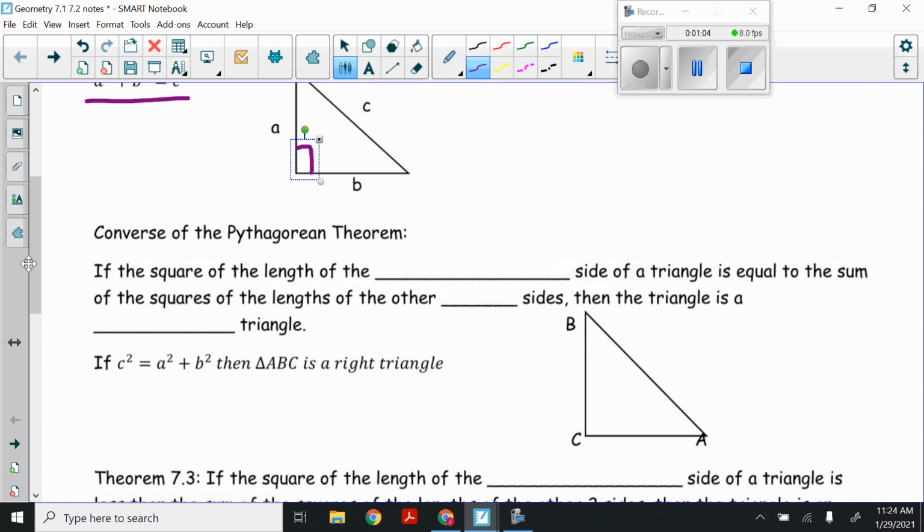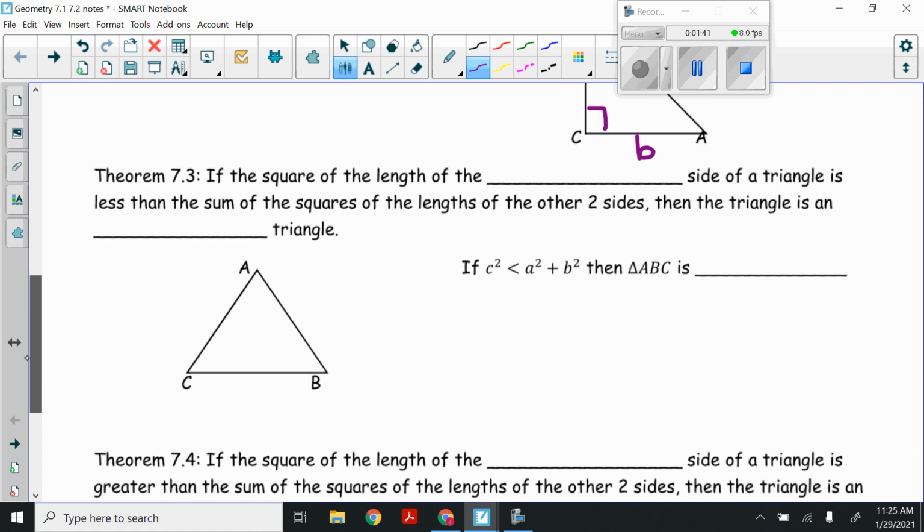And the converse of the Pythagorean theorem. Remember that converse just means that we trade places with the hypothesis and the conclusion. So the converse of the Pythagorean theorem says if the square of the length of the longest side of a triangle is equal to the sum of the squares of the lengths of the other two sides, then the triangle is a right triangle. So this one, we can call this a, b, and c. If we know that c squared equals a squared plus b squared, then we could say that the triangle is a right triangle.